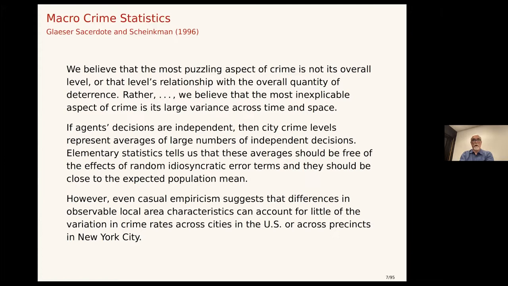So there is a paper, I think, that had a lot to do with kicking off the contemporary, or the current interest in social interaction models. This paper by Ed Glaeser, Bruce Sacerdote, and Jose Scheinkman appeared in the Quarterly Journal of Economics in 1996, okay? And at the end of, I think you have access to my slides.